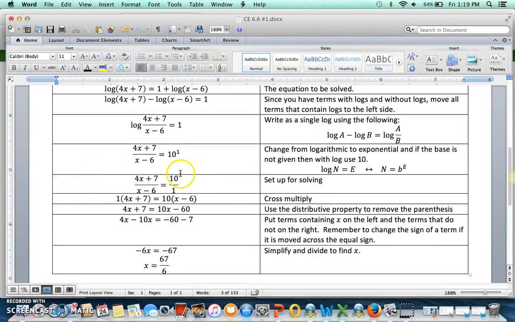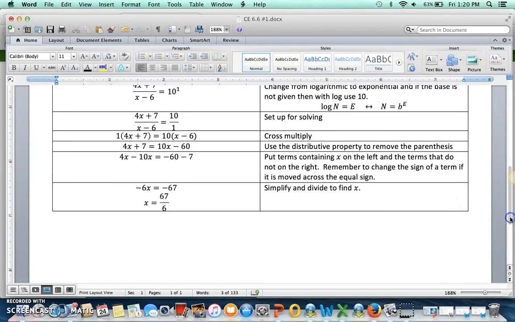So we cross multiply, distribute the 10, move all the terms that contain the x to the left, all terms that don't have the x variable to the right. So the 10x moves over, becomes negative. The 7 moves and becomes a negative 7. We simply simplify. Negative 6x equals negative 67. Then we divide both sides by negative 6. Of course, a negative divided by a negative is a positive, and 67 over 6 is the answer for this particular problem. I hope this made this a little easier to understand.